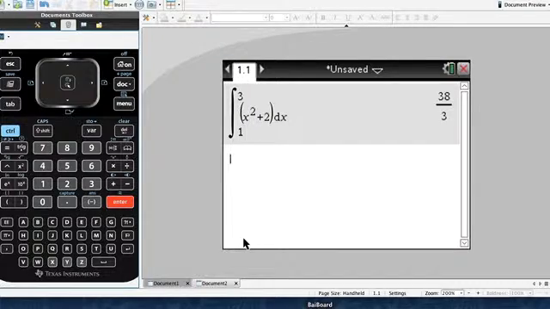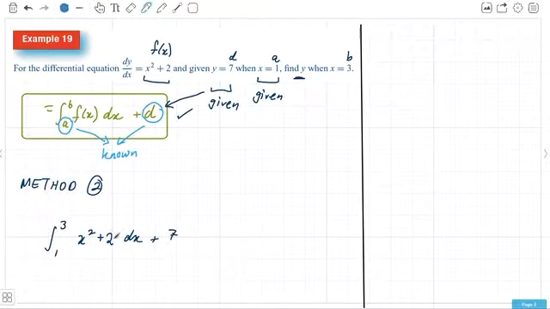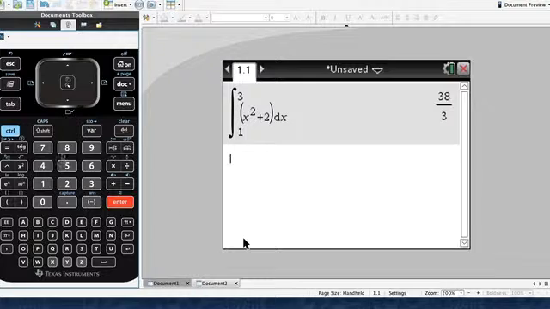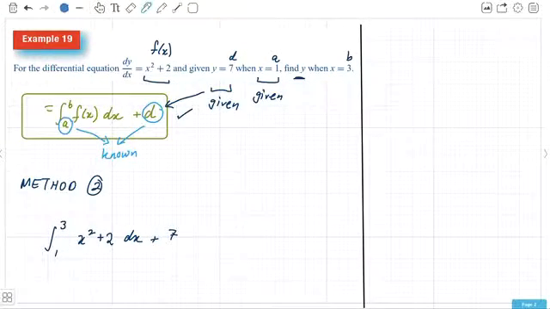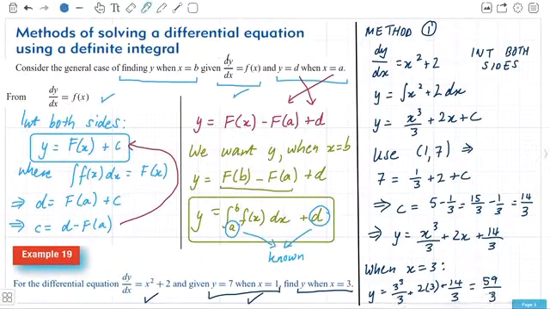Now we know that the particular answer we're looking for would be that definite integral plus 7. So I'm going to take that answer, add 7 to that answer, and we get 59 over 3. So going back in, we find that we get 38 over 3 plus 7, which gives you 59 over 3. And if we compare our answers, 59 over 3 was the answer that we got using the first method and doing all of this work integrating.